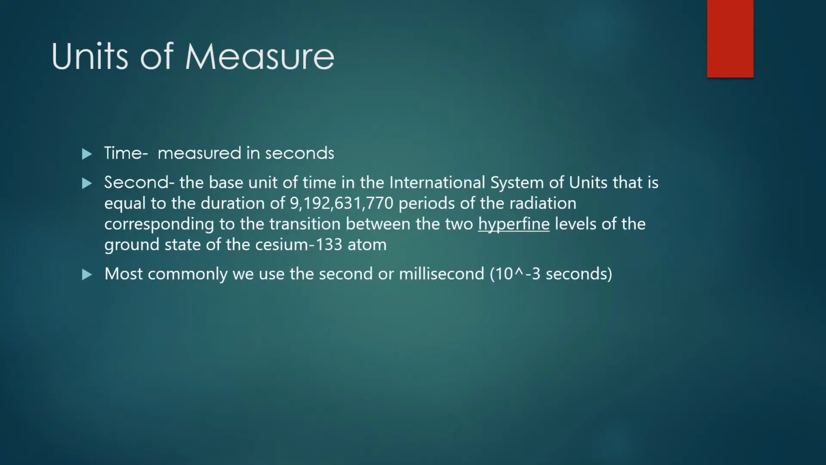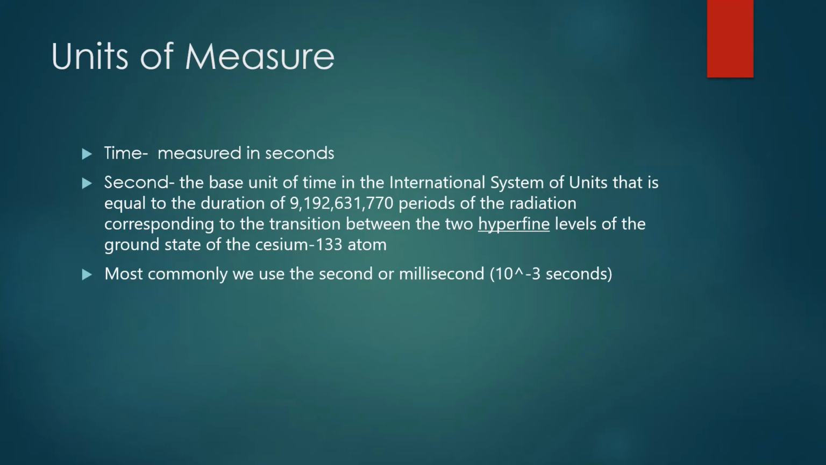Time. Time is measured in seconds. The second is the base unit of time in the SI system of units. It's equal to the duration of, get ready for it, 9,192,631,770 periods of the radiation corresponding to the transition between two hyperfine levels of the ground state of cesium-133.